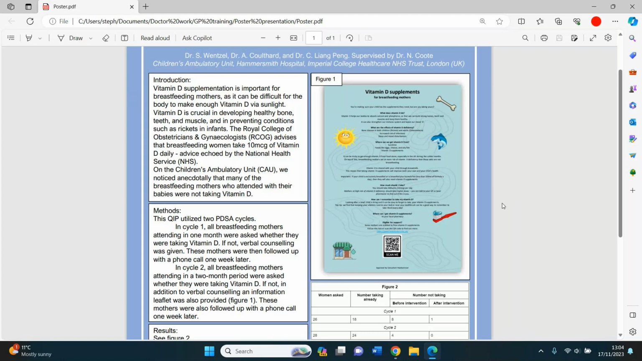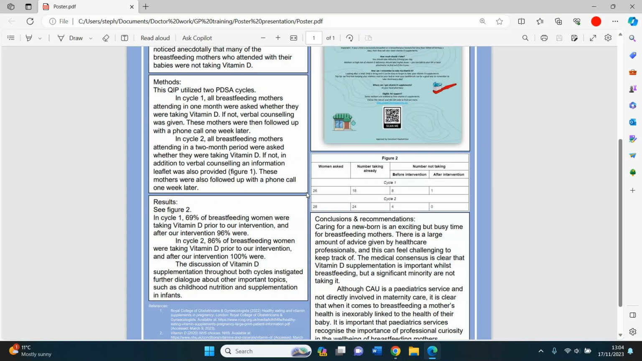So when we moved on to our second cycle, all of the breastfeeding mothers who attended in a 2-month period were asked whether or not they were taking vitamin D. And if they weren't, in addition to verbal counselling, we also provided them with the information leaflet. And again, followed them up with a phone call a week later to see how they were getting on.